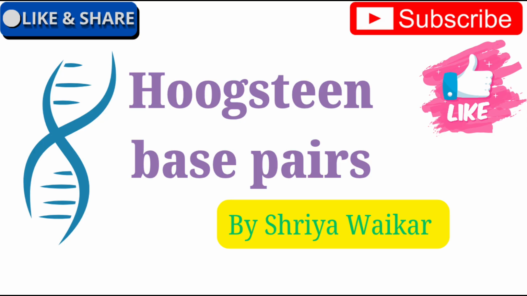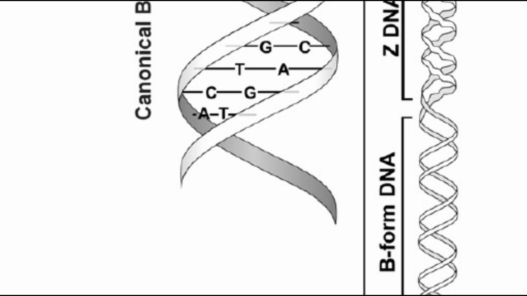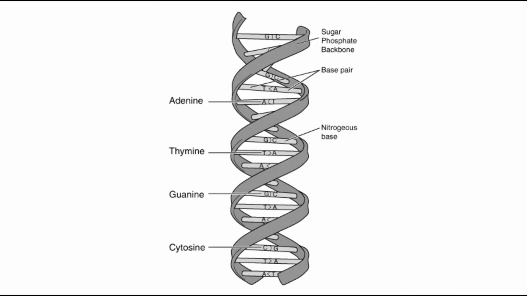Today we are going to learn about a new topic, Hoogsteen base pairing. When we think of DNA, we imagine a double helix structure consisting of perfect base pairs, adenine with thymine, and guanine with cytosine, all neatly aligned through hydrogen bonds. This classical image was given by Watson and Crick, based on the base pairing rules described in 1953.